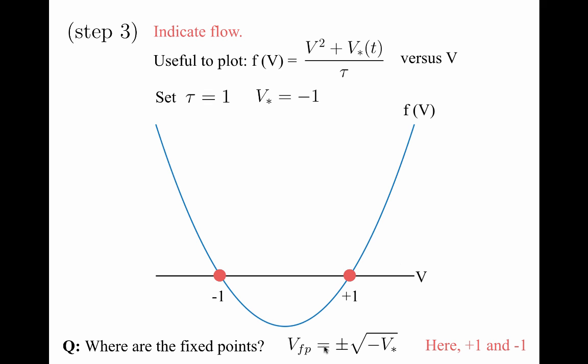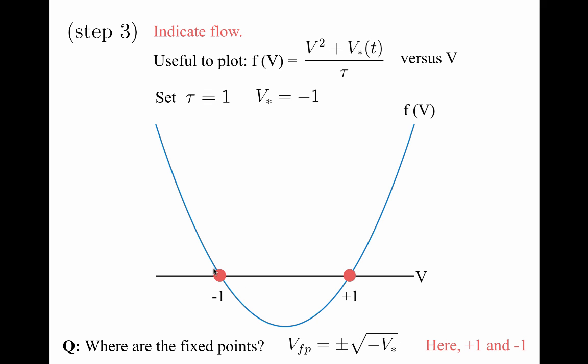Now remember, we had a formula for the fixed points, v of fp. We solved for this on the previous slide. We said it's equal to plus or minus the square root of minus v star. V star in this case, we've said is minus 1. So we have this minus sign and then a minus 1, so we have the square root of 1. What is the square root of 1? Well, 1 times 1 is 1. So the square root of 1 is 1, and we have two solutions: a plus 1 and a minus 1.